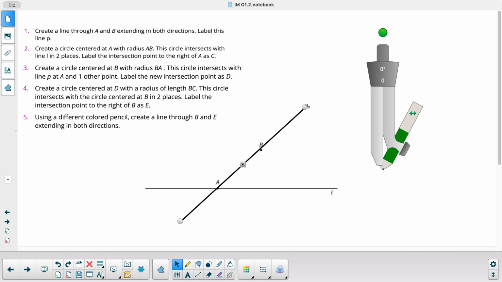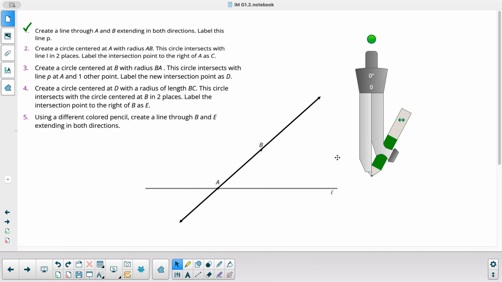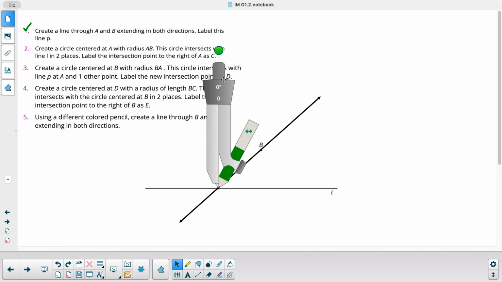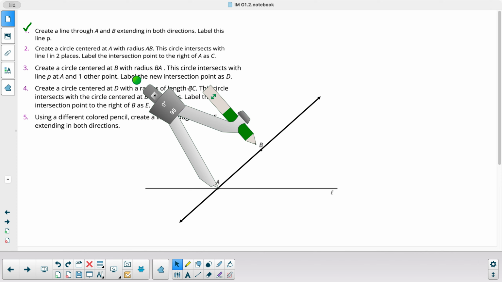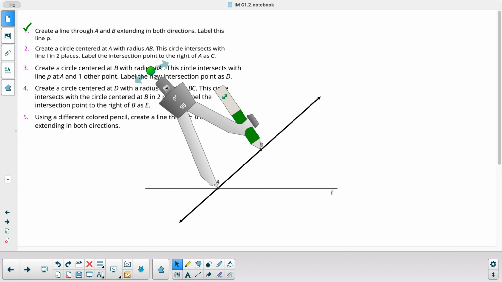I'm going to make this go up here a little bit. So there's that. Create a circle centered at A with radius AB. So I need to center it at A. I need to put the point at A and open the pencil up so that it goes to B. So there's centered at A, point at A, length AB or radius AB. So I open it up so that my pencil goes there, create that circle.